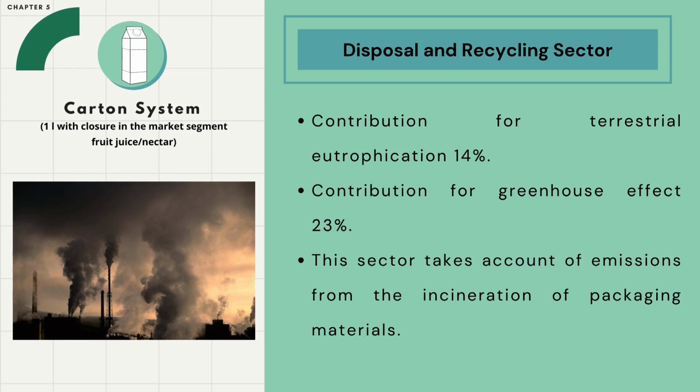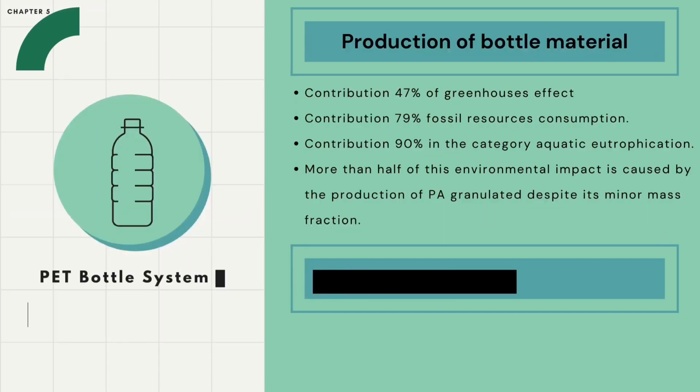The disposal and recycling sector of the carton system contributes to terrestrial eutrophication, which is 40%. It also contributes to the greenhouse effect, which is 23%. This sector takes account of emissions from the incineration of the packaging material.